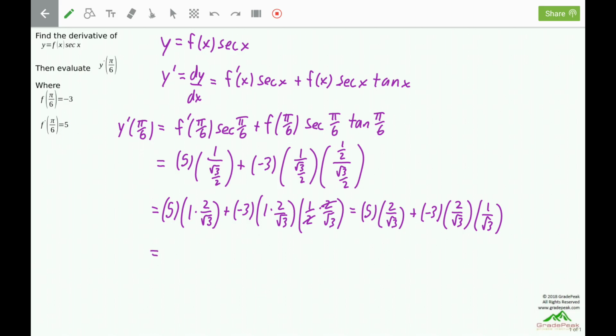So the first term, we have 5. We can think of that as 5 over 1. Multiply the numerators. 5 times 2 is 10. 1 times root 3 in the denominator is root 3. The second term, we have a negative 3 multiplying. Let's multiply the numerators. 2 times 1 is 2. And then root 3 times root 3 is 3. And these 3s, since we have 3 in the numerator and denominator, can cancel. And so we will have 10 over root 3 minus 2.